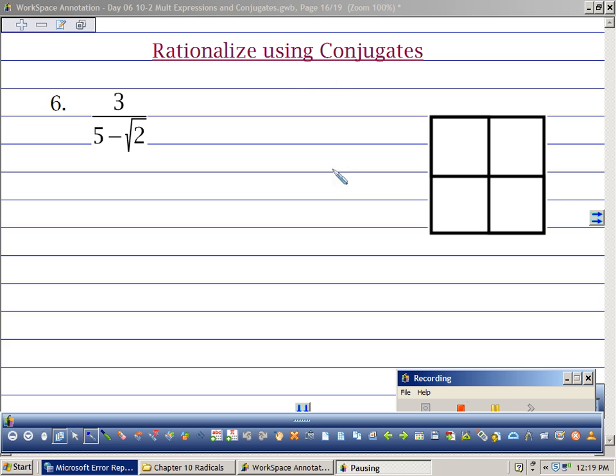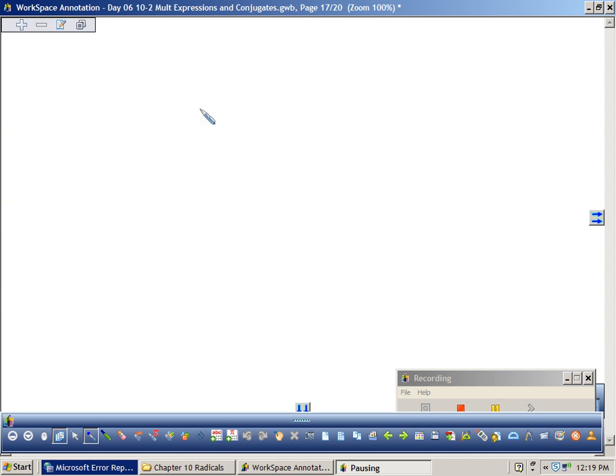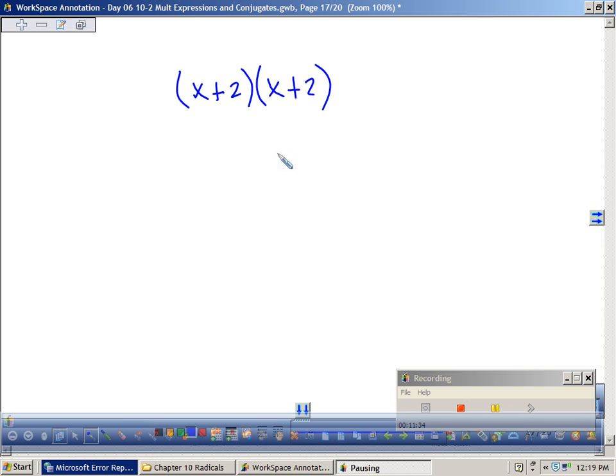All right, let's move on to rationalizing using conjugate. I want to show you guys something really quick. So pencils down. Give me a sec. Does anybody remember what we call this? What is it? It's 2 binomials, right? It's got another name. It looks like this. Remember what that's called? Difference would be you needed a subtraction sign.